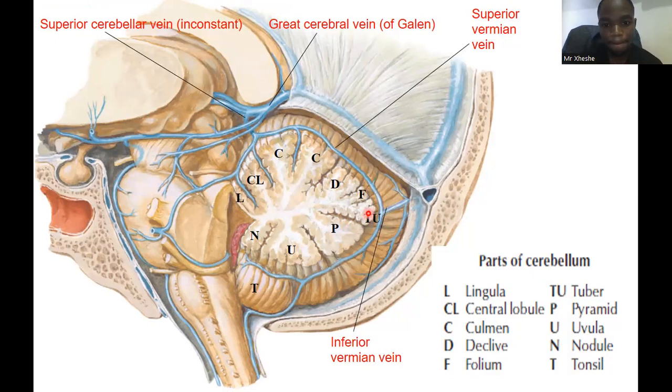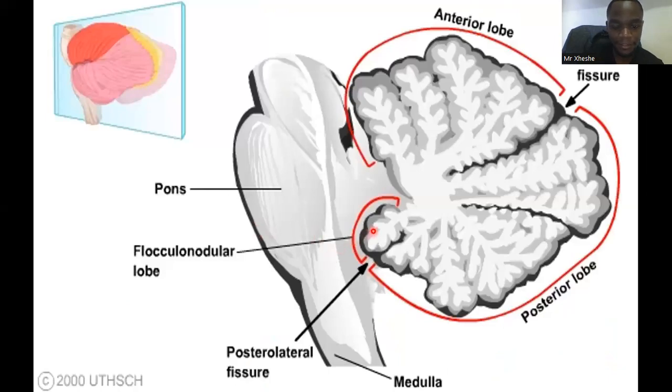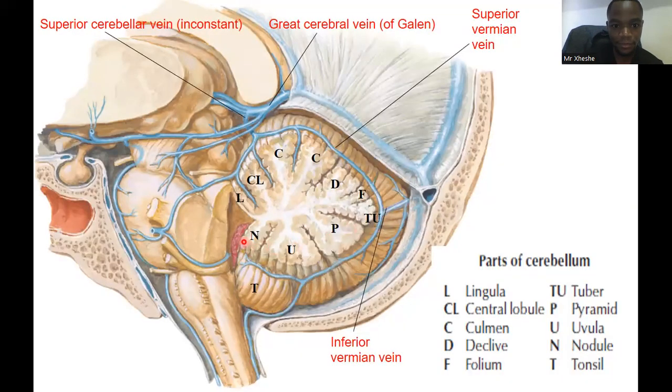So we are done with the superior lobe. Then the inferior lobe has the following. The pyramid, that large part there. That's the pyramid of the inferior lobe of the posterior lobe, by the way. Next is the uvula. Then we have the nodule and the tonsil. So that is the nodule, and this is the tonsil. The two of them, the tonsil and the nodule, are what we call the flocculonodular lobe. So the flocculonodular lobe is the tonsil plus the nodule, this part.